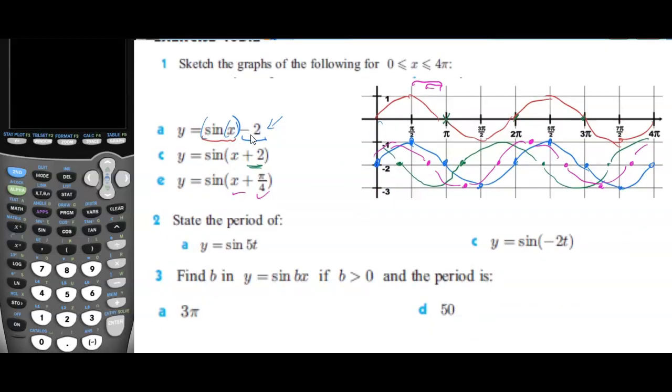State the period of y equals sine 5t. So the b value is 5. And remember, the formula to change it into period is p equals 2 pi over b. So it would be 2 pi over 5. So the period is 2 pi over 5. You can't really simplify that even if you wanted to.